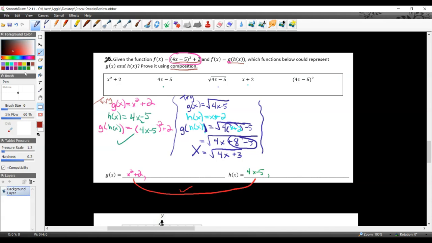So let's try g of x equal to this one, (4x minus 5) squared. And let's let h of x equal x plus 2. Let's make it simple. I'm looking at these two right here. We're going to do the same thing: g, parentheses, and then h of x on the inside.